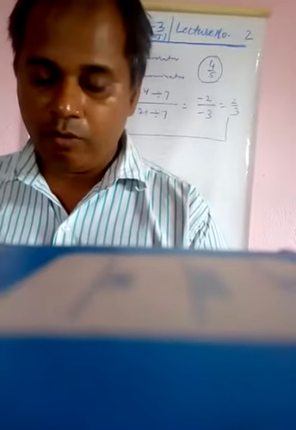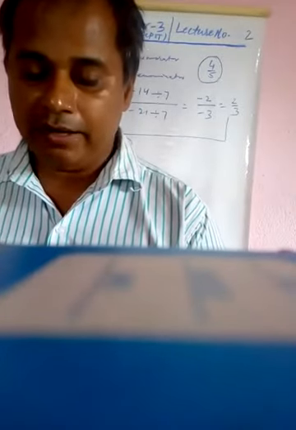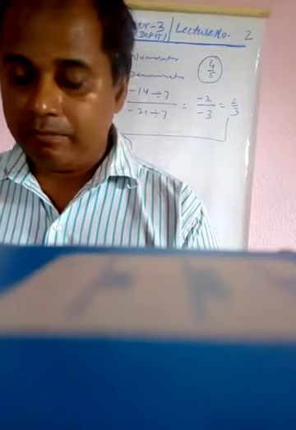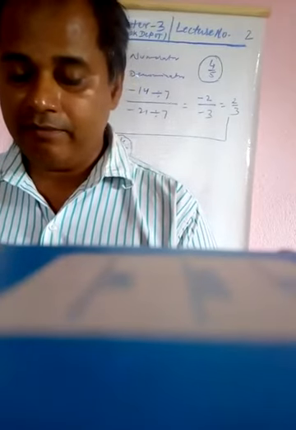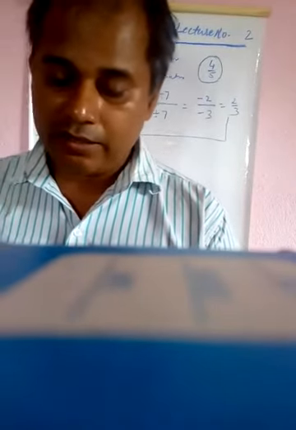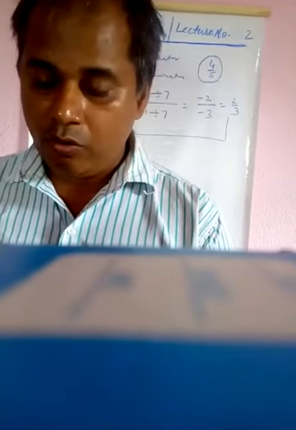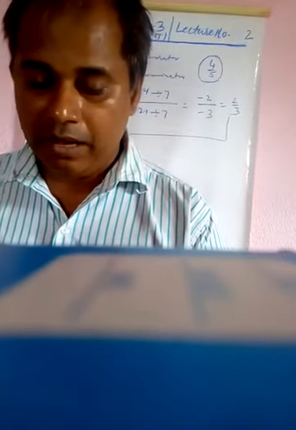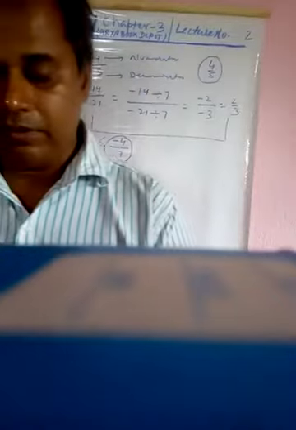Second, we have 4 by minus 5 is equal to minus 48 by blank. Minus 48 divided by 4 is equal to minus 12. Hence 4 into minus 12 by minus 5 into minus 12 is equal to minus 48 by 60.